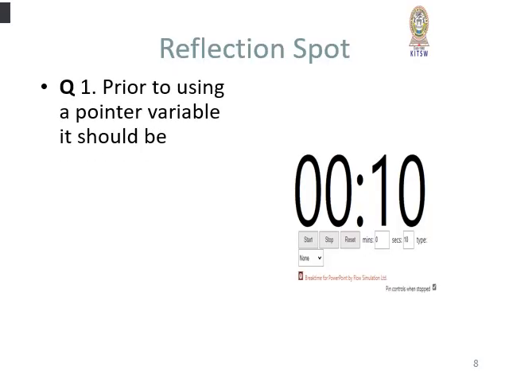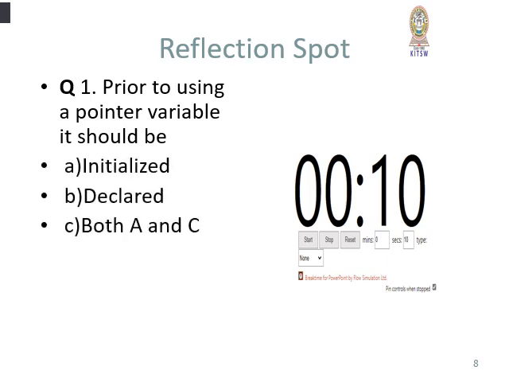So students, let us see a small query. Prior to using a pointer variable, it should be declared, initialized, both a and c, and d. So pause your video and try to analyze what the answer is.